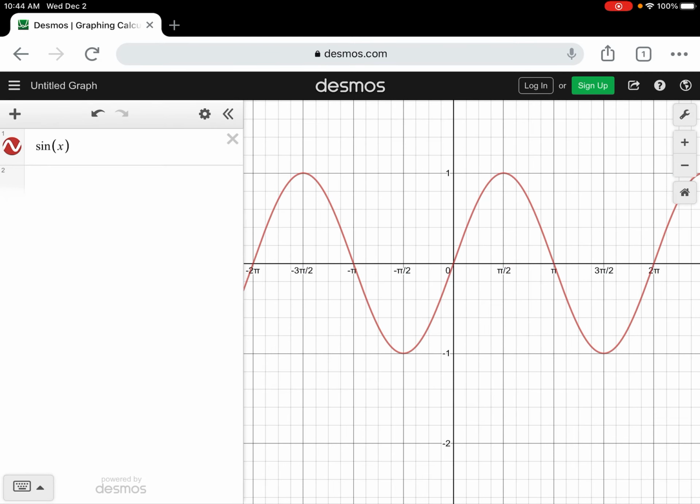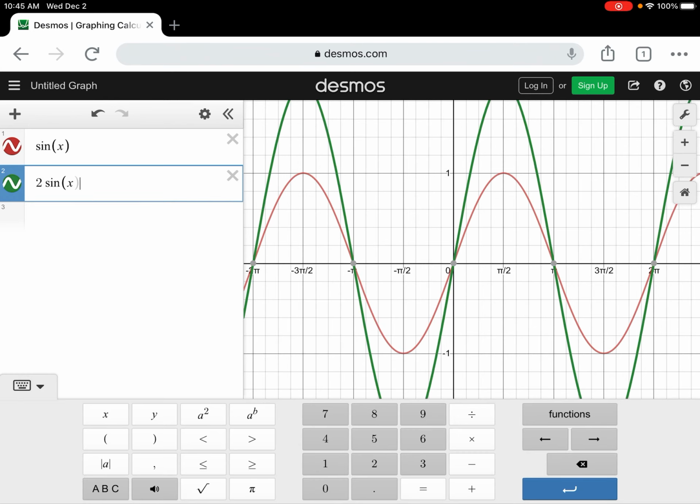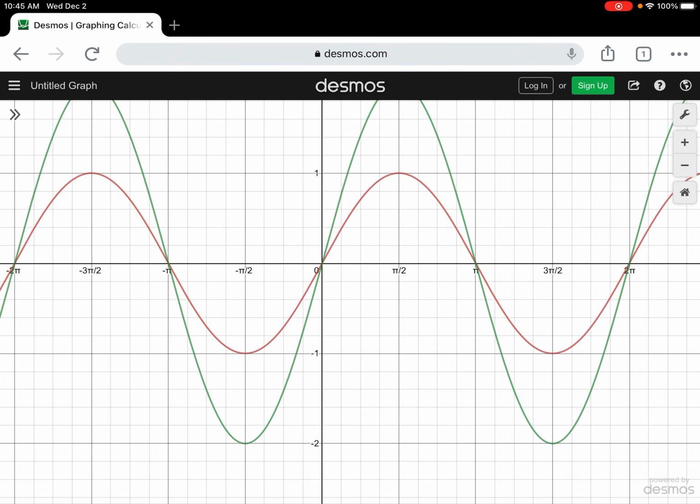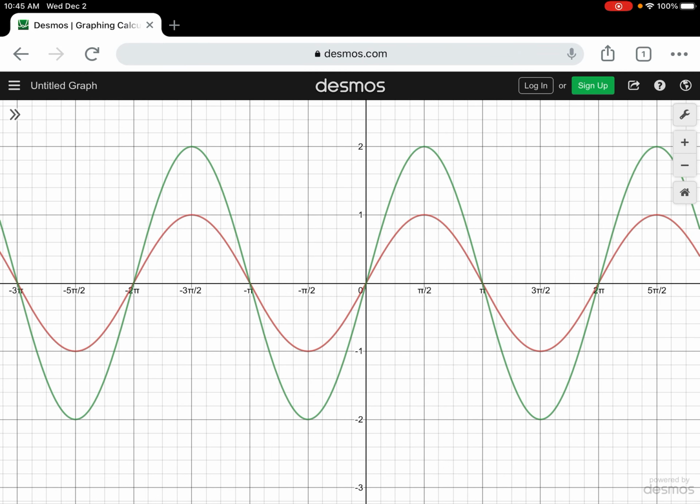If I want to delete that one, what if I want to do 2 sine x? So 2 sine x, I'll close the parenthesis. And now again, if I hide this, you can see again that this is going -2 to 2 because that 2 is out front. So I've shown how the amplitude changed, how the period has changed. You can do almost any graph you want on here.